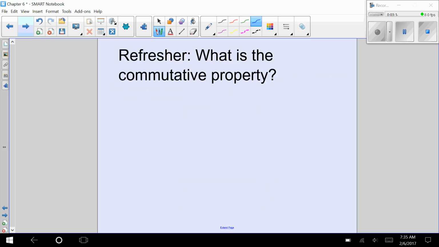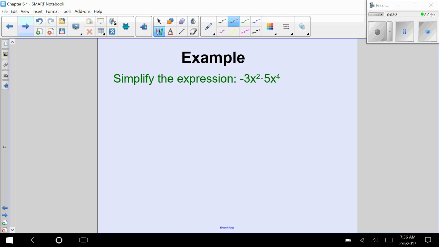So quick refresher, what is the commutative property? Commutative property says that a times b equals b times a. Basically, I can switch the order of any multiplication problem or addition problem. We're going to be looking at multiplication today, though. We're going to simplify this expression.